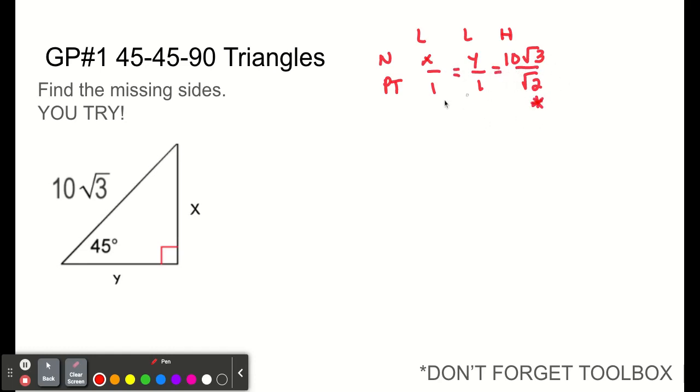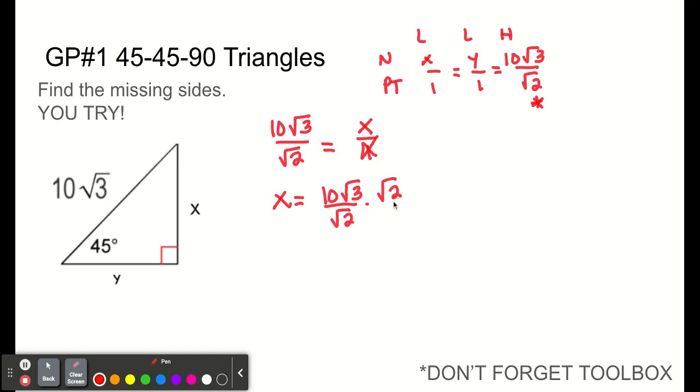Start with the ratio we have both values for. 10 radical 3 divided by radical 2 is equal to x divided by 1. X divided by 1 is going to equal x, and our variable is isolated. However, we must also rationalize. See how you did with the rules of radicals here.